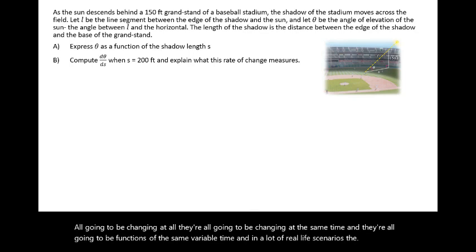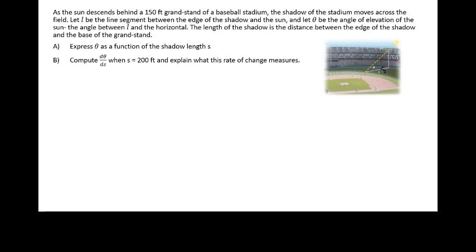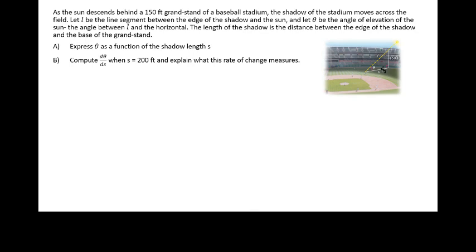So in this situation here, which I have a little picture for you guys, as the sun descends behind a 150-foot grandstand of a baseball stadium, the shadow of the stadium is going to move across the field. So this shadow length S is going to be moving across the field this way. L is the line segment between the edge of the shadow and the sun, and theta is the angle of elevation of the sun, the angle between L and the horizontal. The length of the shadow is the distance between the edge of the shadow and the base of the grandstand, and it is given by S.